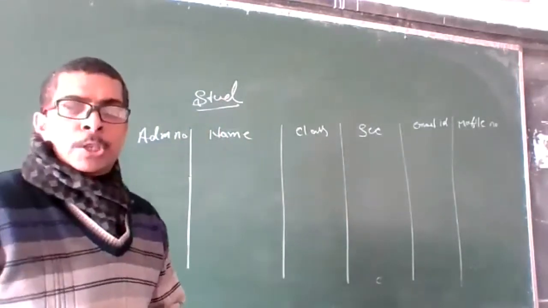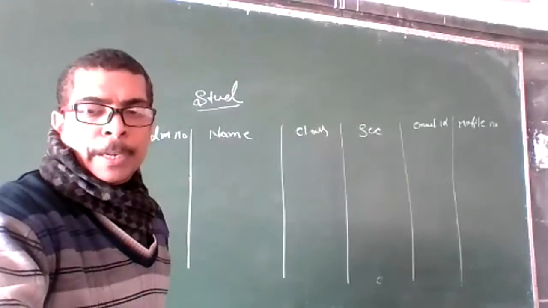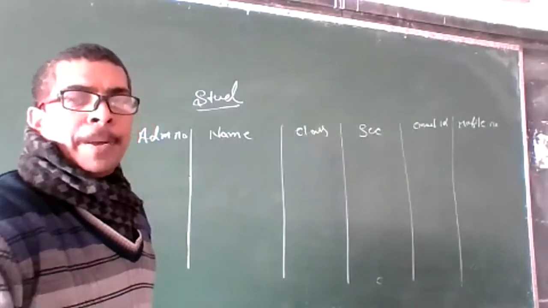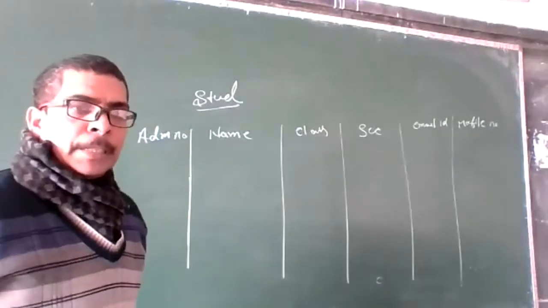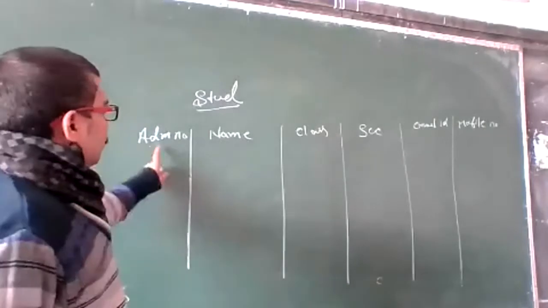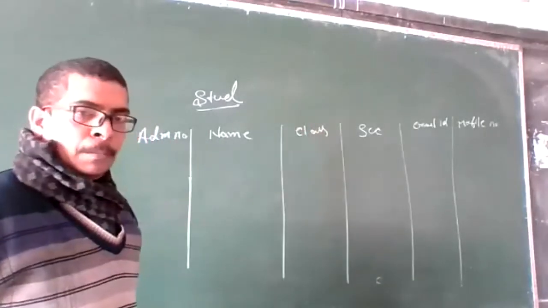Can you tell me, students? I have unmuted all of you. So how many attributes are here? Six. Six attributes.